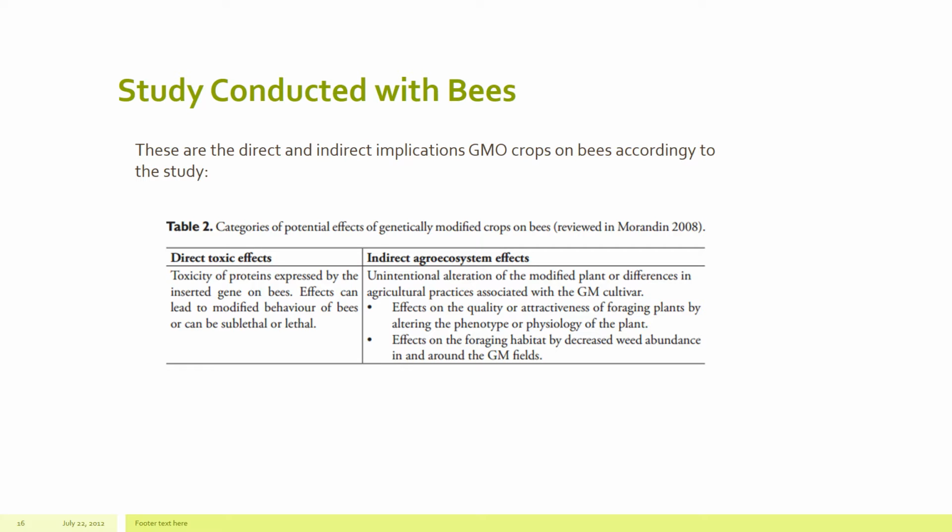And in the indirect agroecosystem effects, we have the effects on quality or attractiveness of foraging plants by altering the phenotype or physiology of the plant. And we also have decreased weed abundance in and around the GM fields. The study concluded that more sampling is needed to evaluate the impacts of GMOs on bees, but that would take many years to have a good amount of samples so they could come up with a conclusion about the interference of GMOs in the pollination process.